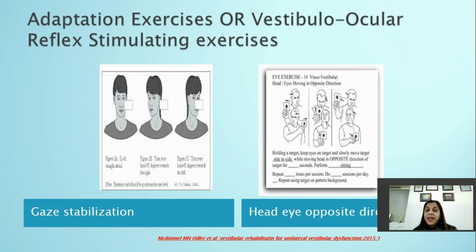So I repeat, we must hold a target first, then keep the eye on the target and slowly move the target side to side while moving the head in the opposite direction of the target for a few seconds, and that exercise is performed in the sitting position. Initially head-eye coordination is in the same direction as the target moves, but later head-eye coordination is in the opposite direction.